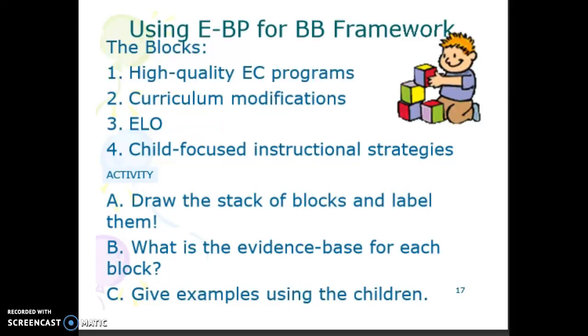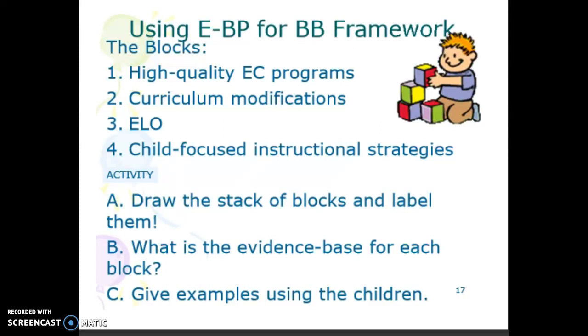Regardless of what program it is they are in, whether it's Head Start, Early Childhood Special Ed, an early intervention program, child care, community preschool, others that I may not be thinking about right now, and public school programs, they need to be high quality. And so that's why that building block on the bottom is the biggest. That's all children, regardless of their individual needs.